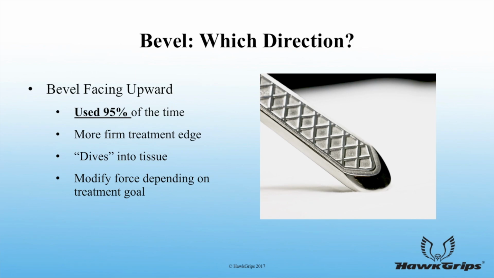The direction of the bevel slope will yield different treatment results. Approximately 95% of the time, the bevel is used with an upward slope. This provides a more firm treatment edge, allowing the instrument to efficiently dive into the tissue, mobilizing deeper structures. Of course, different conditions require varying force. Therefore, the clinician should keep in mind the overall treatment goal.